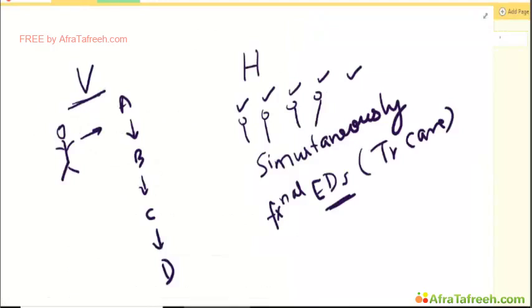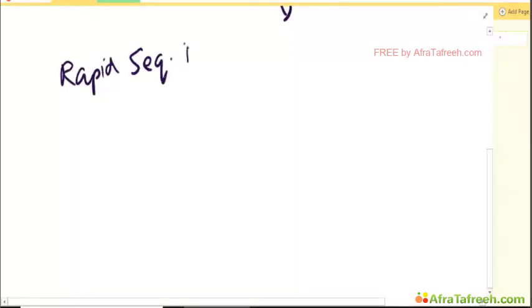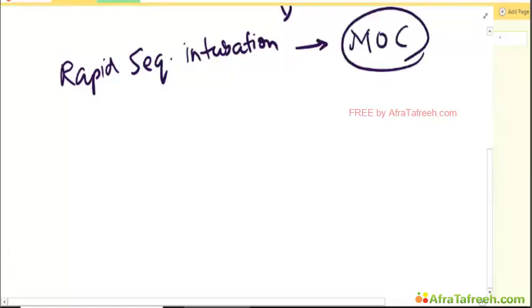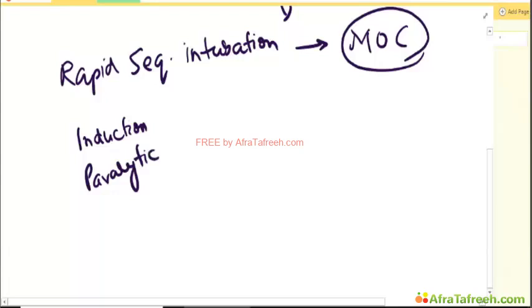Discussing what is known as RSI. RSI refers to rapid sequence intubation. This is the method of choice for all emergency intubations. Why is it called so? Because the induction agent and paralytic agent are pushed in rapid sequence.